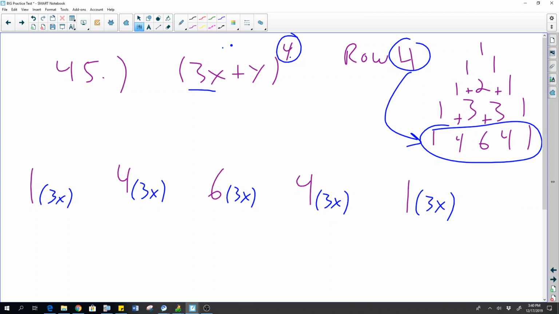So the powers have to do with the row. We're going to use row 4, and then what do you think comes next? 4, good. 2, 1, and 0. Awesome. Then we take the next term.